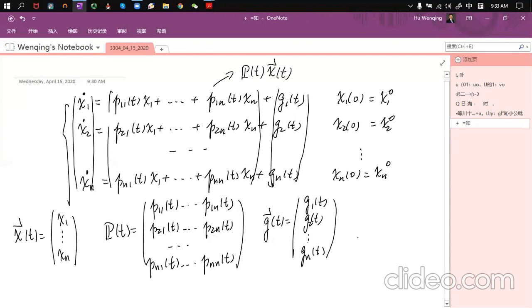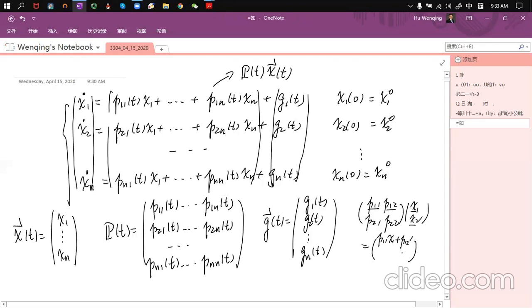Remember, the matrix vector notation is just the same: if you have P11, P12, P21, P22, it's going to be multiplied by x1 and x2. You just multiply this with this and sum together, P11 x1 plus P12 x2, and for the second term, the same thing. So you're going to recover this whole vector.